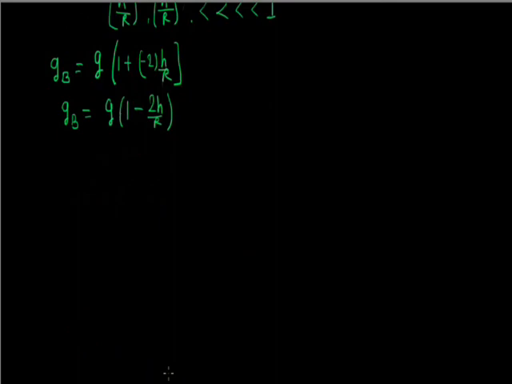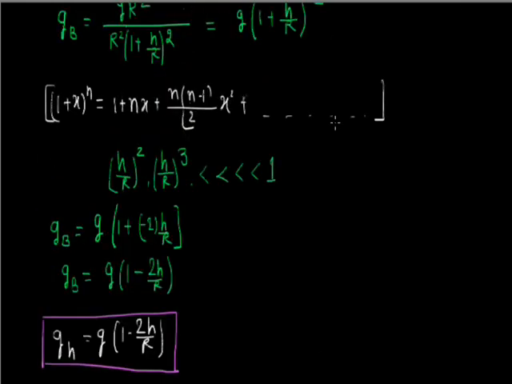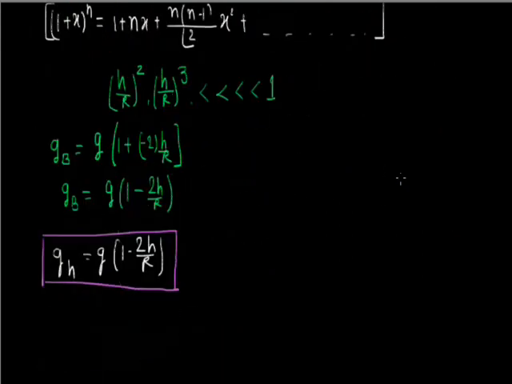So gravity at any height h can be written simply as g_h equals g(1 minus 2h upon r). This is the formula of gravity at any height h, by considering that this height h is very less than r. So here we can find the gravity at any height h by using this formula.